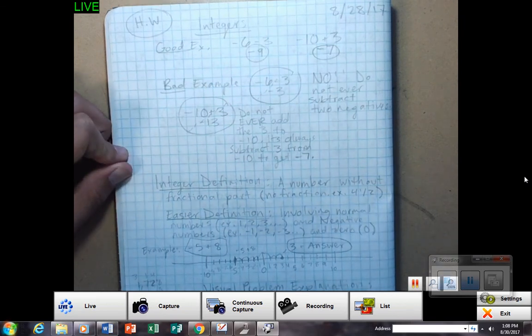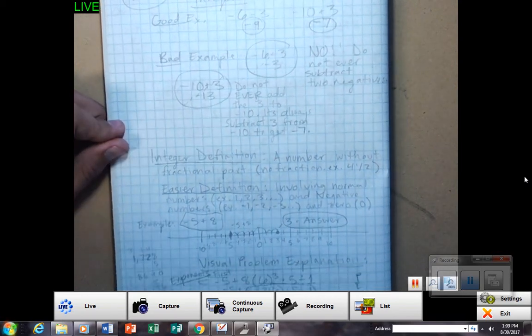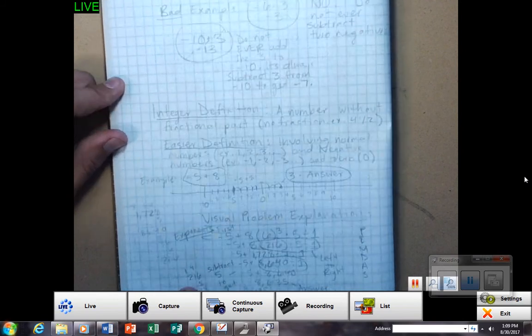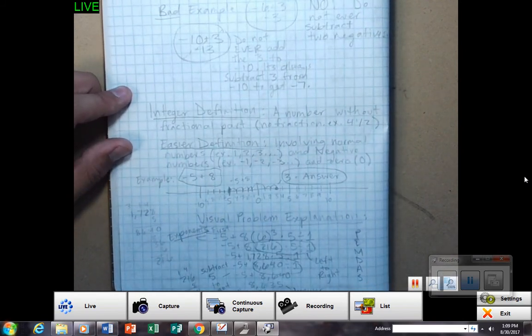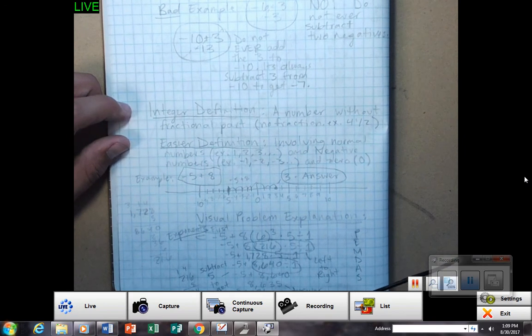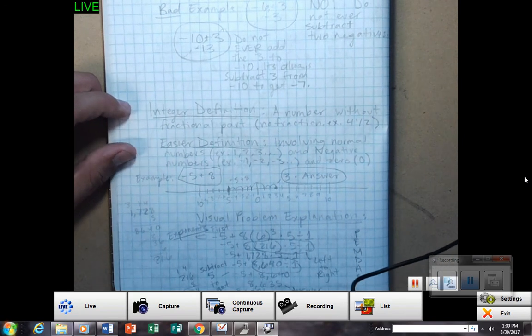The definition of the integer is a number without fractional part, no fraction. For example, 4.5, you can't have that because that would be a fraction. An easier way to explain that would be involving normal numbers, example 1, 2, 3, and so on, and negative numbers, example negative 1, negative 2, negative 3, and so on. And of course 0. So I drew a picture of a number line to explain this.